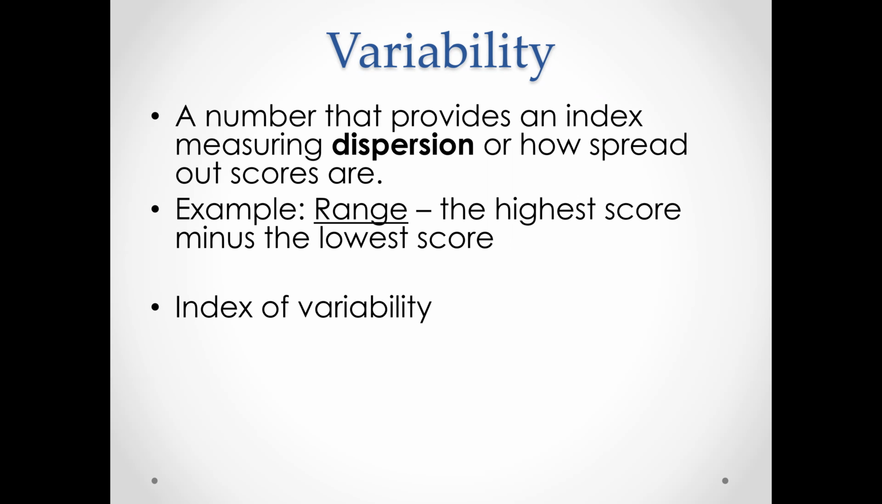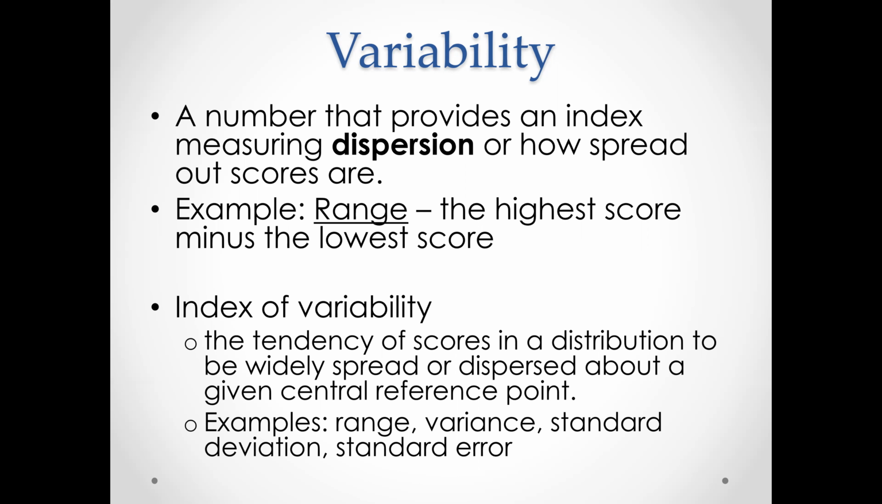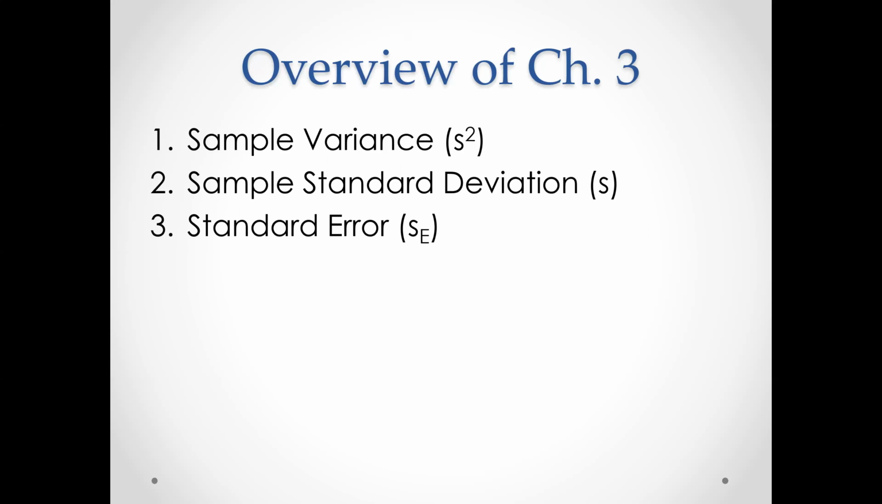The index of variability that we're going to deal with today deals with 3 different things. So first of all, index of variability is the tendency of scores in a distribution to be widely spread or dispersed about a given central point. Usually that central point is the mean. So we already went over the range. The ones that we're going to be focusing on right now are the variance, standard deviation, and standard error of the mean. And that's exactly what the overview is for Chapter 3.